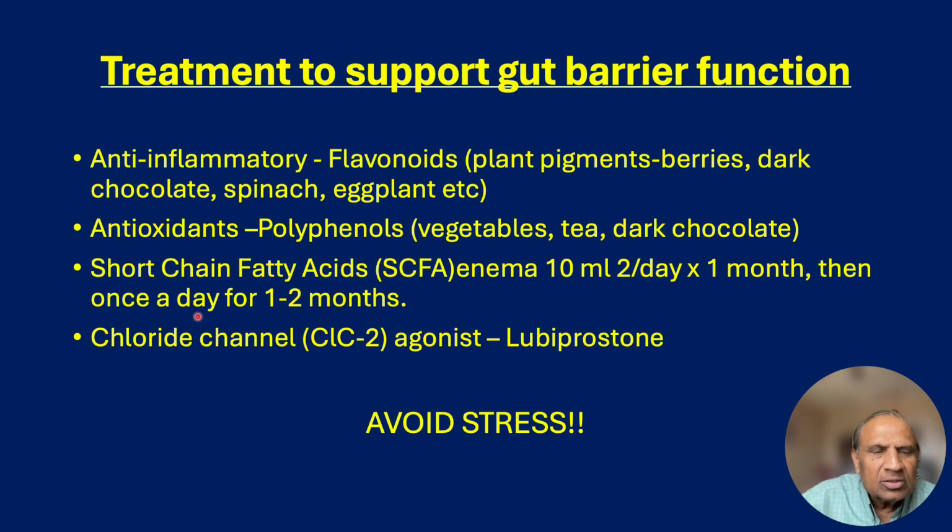The other one is use of short chain fatty acids as a treatment. As we mentioned earlier, short chain fatty acids are metabolites of the bacteria in the gut and help in maintaining colonic epithelial health and function. It has been tried in an amount of 10 ml twice a day for 1 month and then once a day for 1 to 2 months. Usually these enemas are not available very routinely, but a compounding pharmacy may be able to make it.